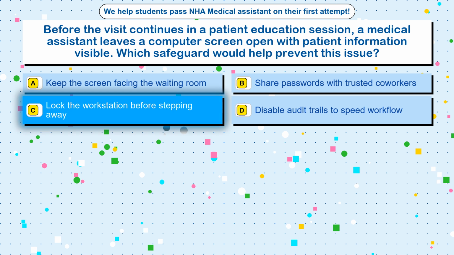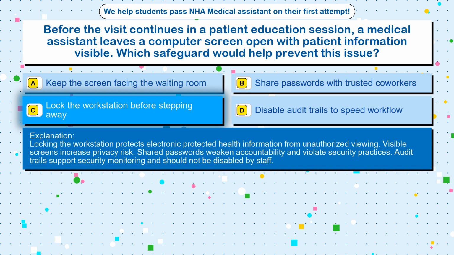The correct answer is option C, lock the workstation before stepping away. Locking the workstation protects electronic protected health information from unauthorized viewing. Visible screens increase privacy risk. Shared passwords weaken accountability and violate security practices. Audit trails support security monitoring and should not be disabled by staff.